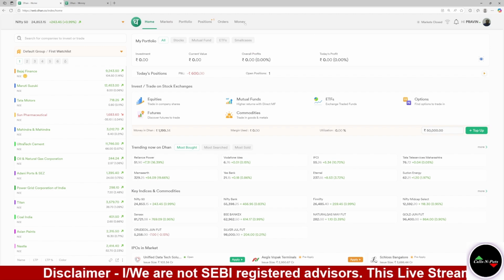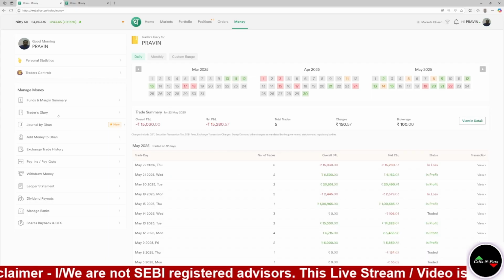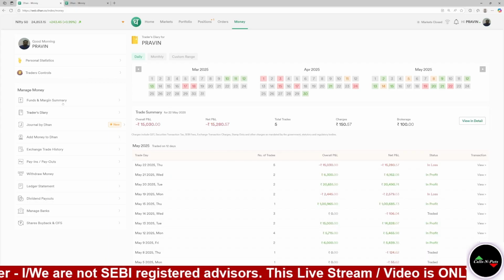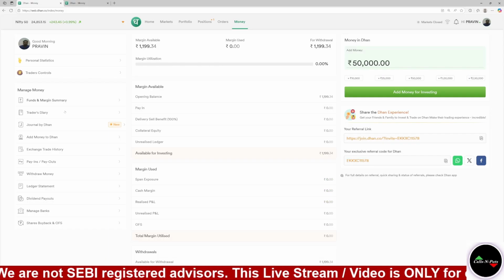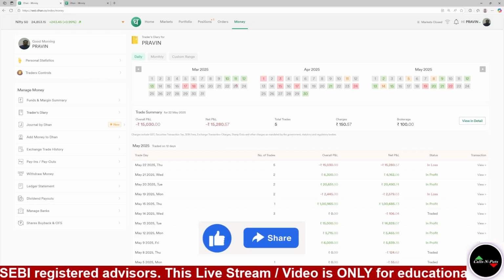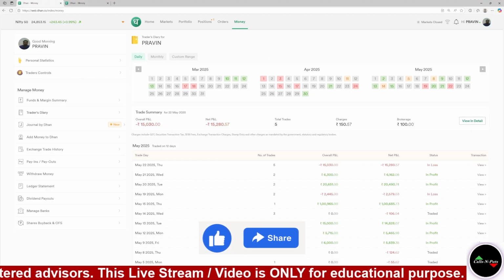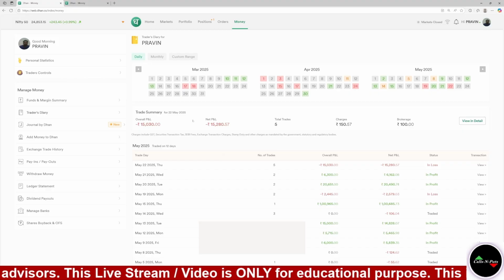Yes, friends. So let's go to Money so that we can check out Trader's Diary. So the page open is Trader's Diary. If you go to Fund and Margin, that we'll discuss later. So this is Trader's Diary. As I have mentioned in earlier videos, March was a profitable month, April was a losing month, and May till now we are in profit. So this is the last trade summary.